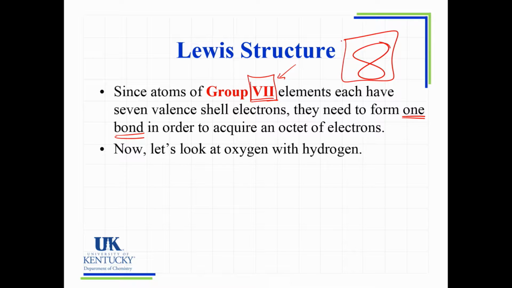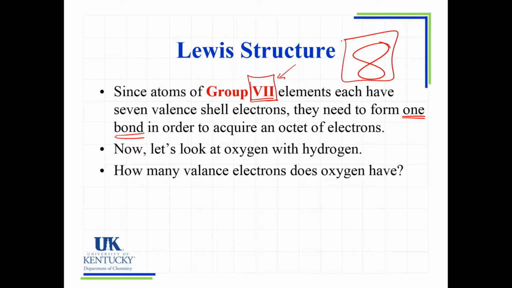So let's look at oxygen with hydrogen instead. How many electrons does oxygen have? Find your periodic table and work through and figure out how many valence electrons oxygen has. Well, it has 6 because it is in the 6A family. So it has 6 valence electrons.